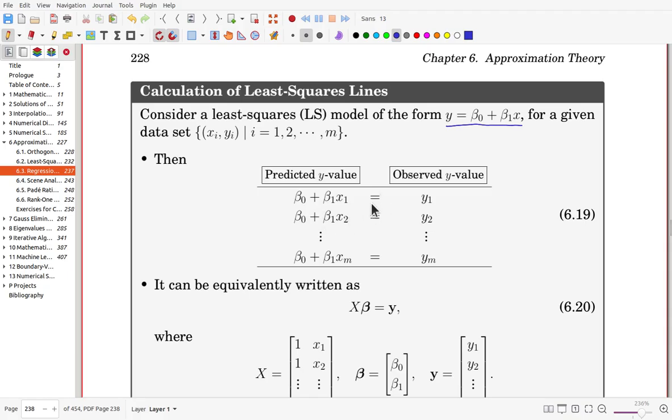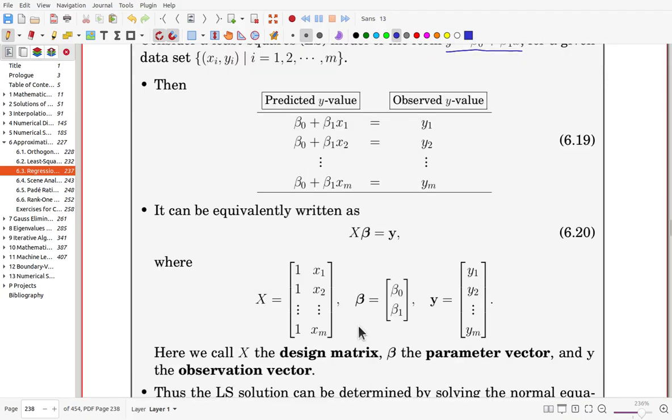But we start with an equation for each point in this way. Then we can collect these equations into this linear system, where X is here. The first column is 1, and the second column is x1 to xm. Here beta is beta 0 and beta 1, and that equals the vector y. So we have this linear system. In this case, X is called the design matrix, sometimes called the information matrix, and beta is the parameter vector, which is unknown in our computation, and y is the observation vector.